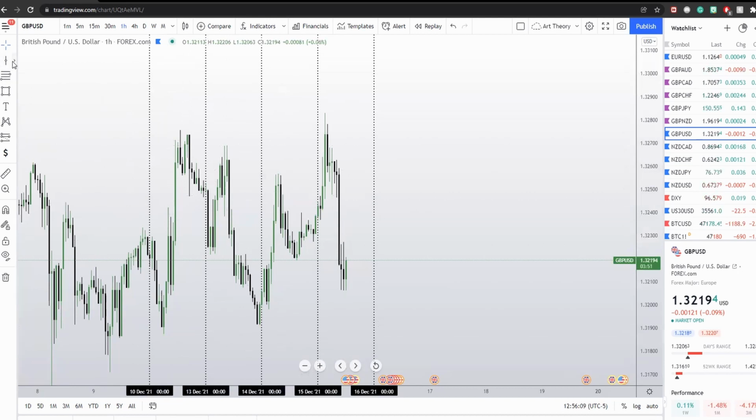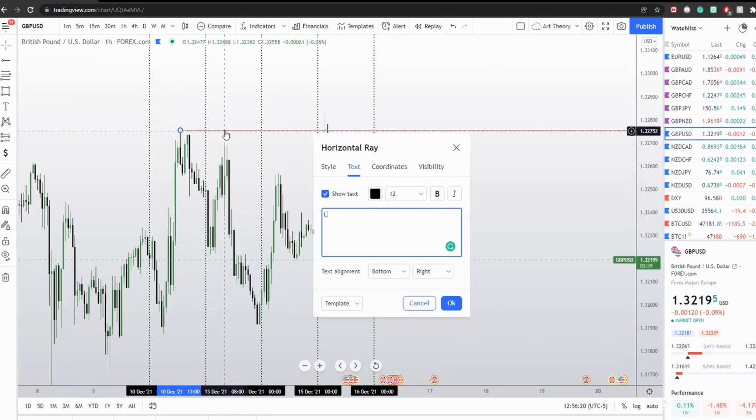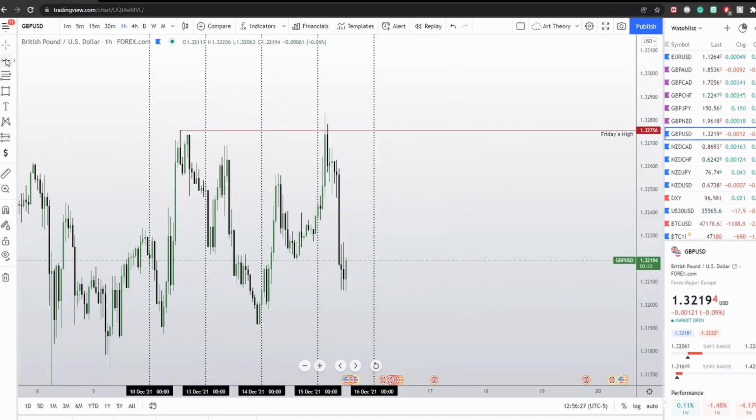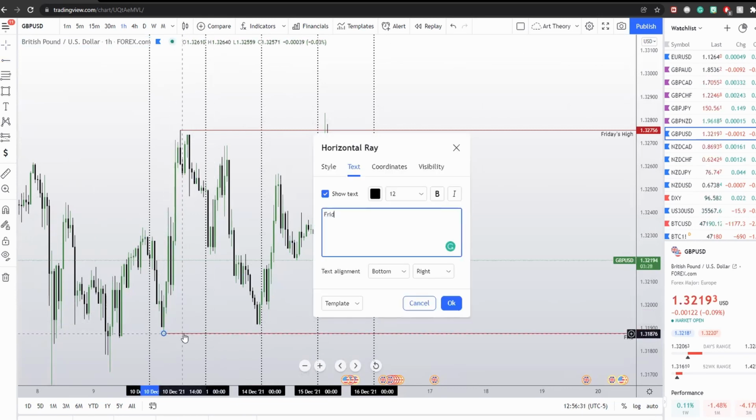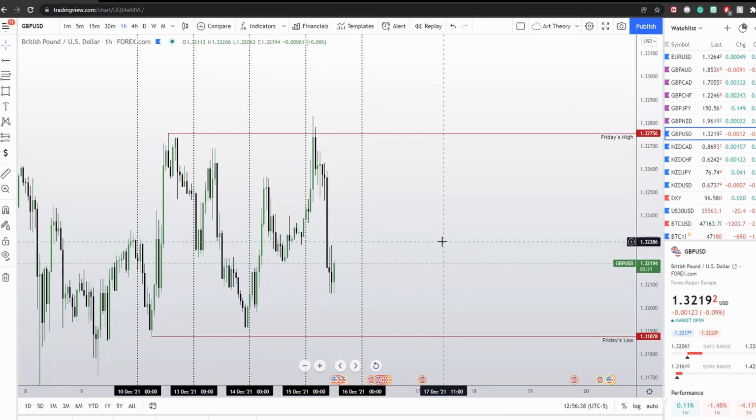I also want to know where last Friday's high and low was. So right here is last Friday's low. Last Friday's high, my bad. So I just give myself a note that this was Friday's high, and this was Friday's low right here, resting right here. I use Friday's high and low as targets for market makers' liquidity.